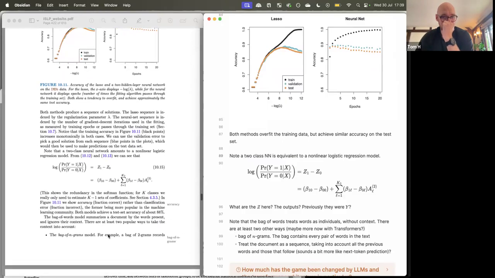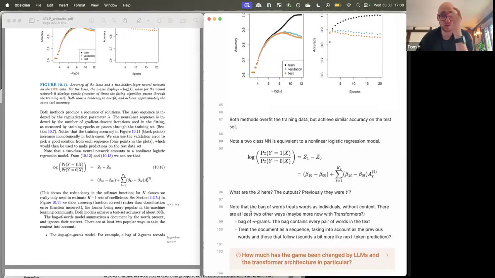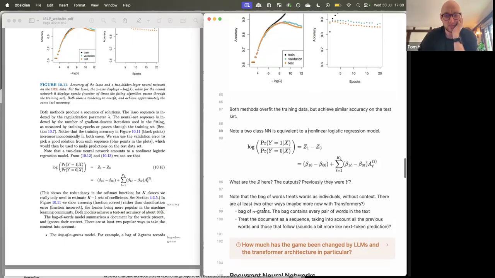Yeah. A key point here is the bag of words treats words as individuals without context. As you just mentioned there, Jack, the bag of n-grams, where you're looking at pairs or n words, because some words that are negative on their own might become positive when used in combination or when you've got a bigger context. So the idea is that taking more context in, you get better output out.